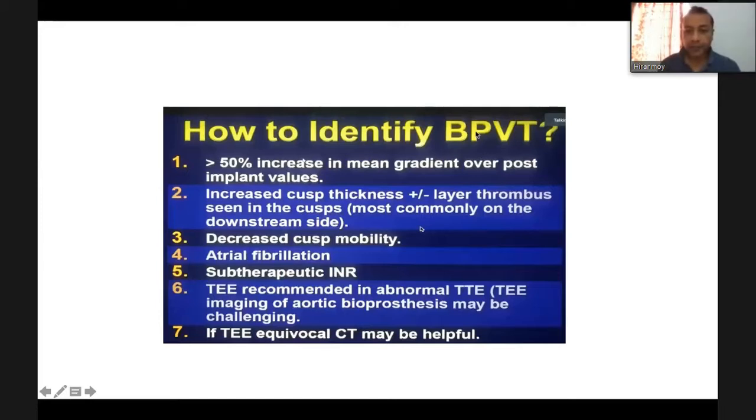How to identify bioprosthetic valve thrombosis? A bioprosthetic valve can develop thrombus. More than 50% increase in the mean gradient from the post-implant value. Increased cusp thickness, with or without layered thrombus seen on the cusps, most commonly on the downstream side. Decreased cusp mobility. If there is atrial fibrillation and subtherapeutic INR, transesophageal echo is recommended in case of abnormal transthoracic echo. If transthoracic echo is equivocal, then CT may be helpful to detect bioprosthetic valve thrombosis.